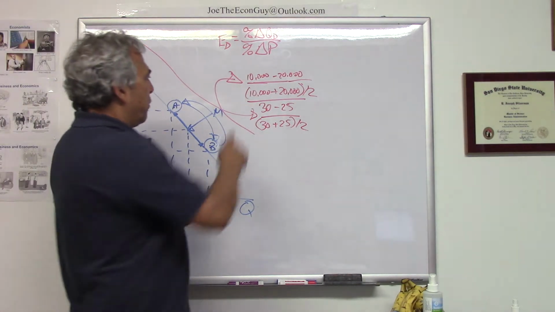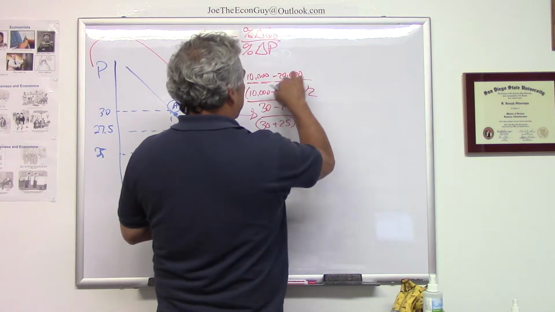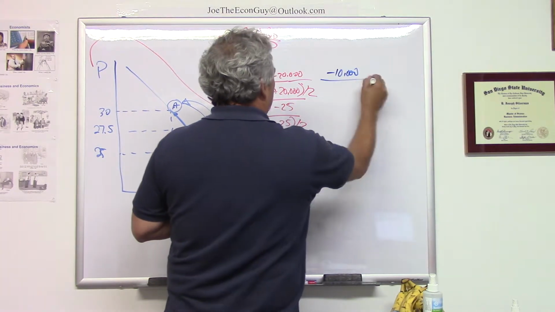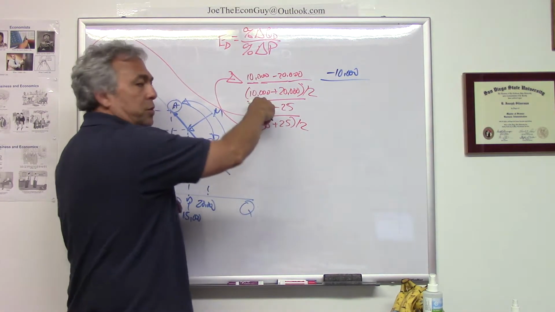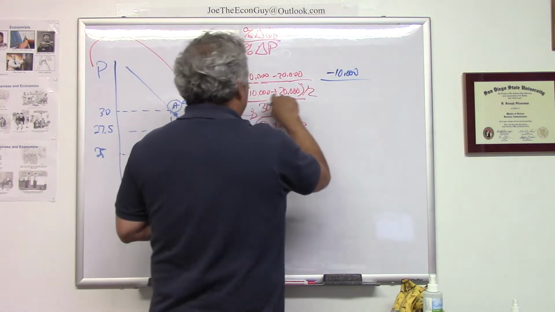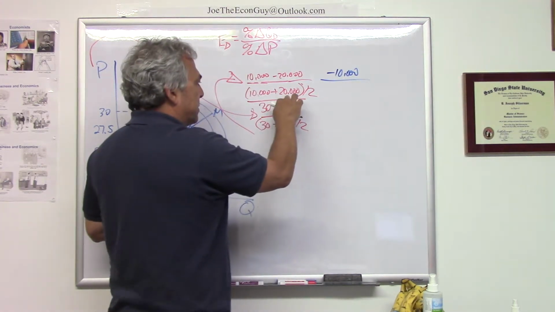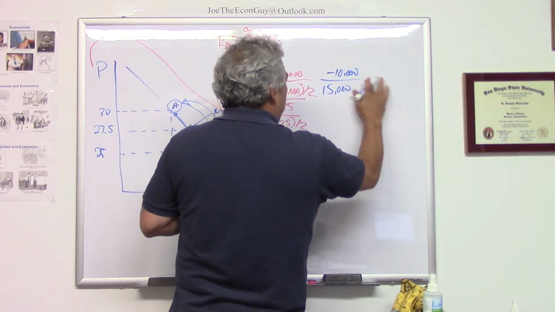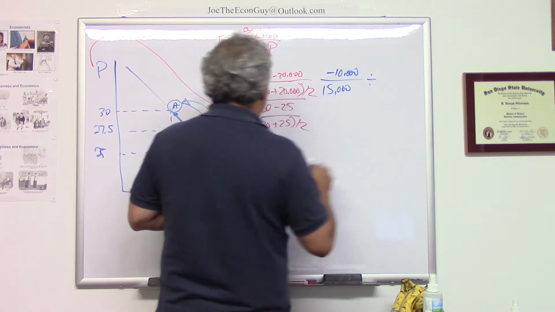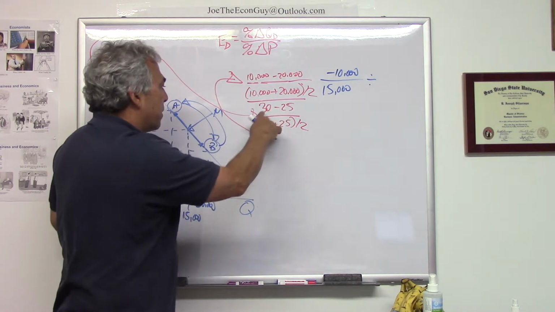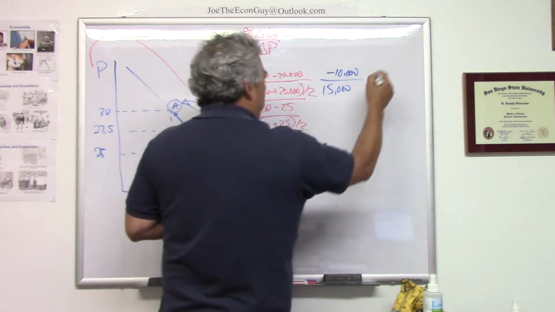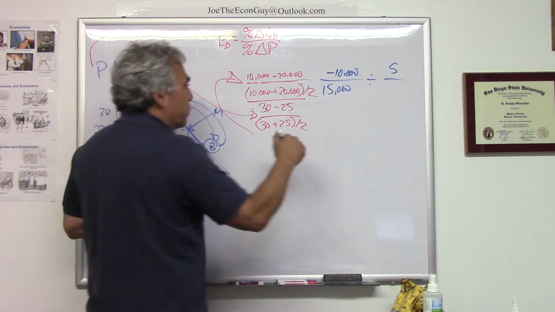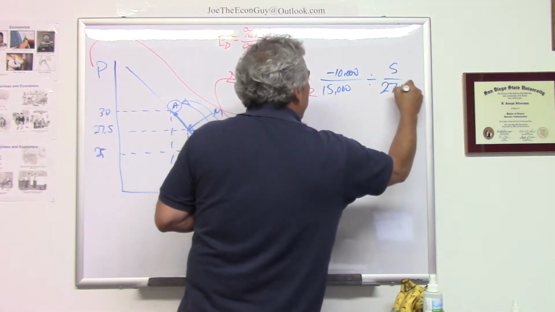All right, so what do we have over here? We've got 10,000 minus 20,000, so we've got negative 10,000. And then in the denominator portion of our numerator, we've got 15,000, right? 10,000 plus 20,000 divided by 2 is 15,000. And then what are we going to do? We're going to divide that by whatever we have here in the denominator. So 30 minus 25 is equal to 5, and then halfway between 25 and 30 is 27.5. So we've got 27.5 over there.